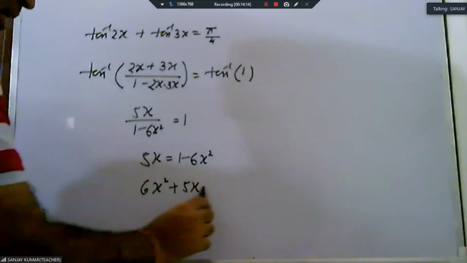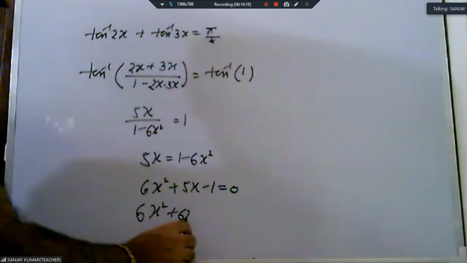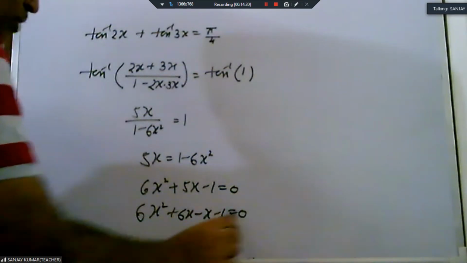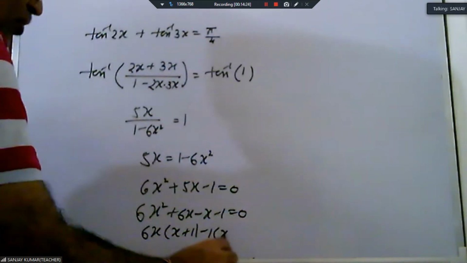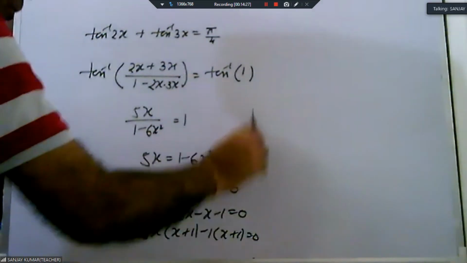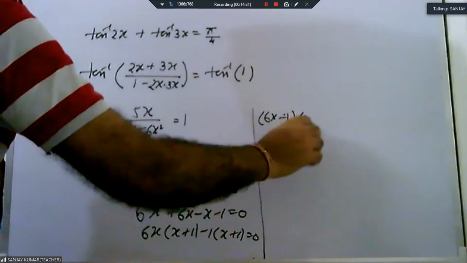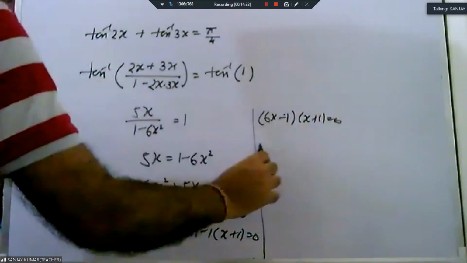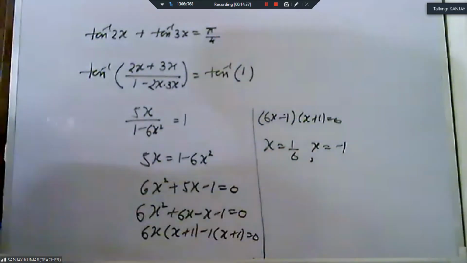So this is 5x - 1 = 0. Now we split it. That is 6x² + 6x - 1 = 0. 6x is common, then x + 1, minus 1 is common, x + 1 = 0. Okay, then what we get? (6x - 1)(x + 1) = 0. The problem is that you get two values of x, minus 1 and 1 by 6. One of them is correct and the second is wrong.